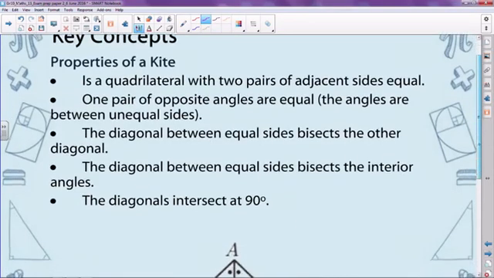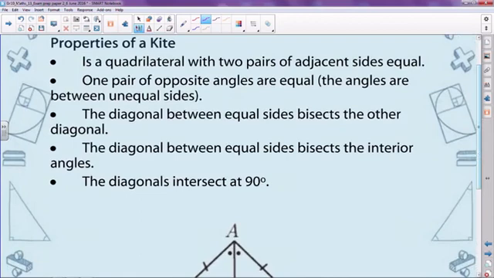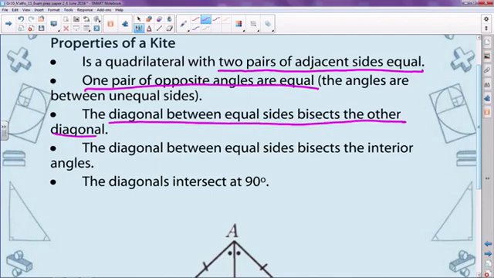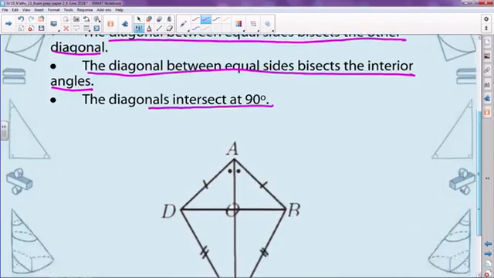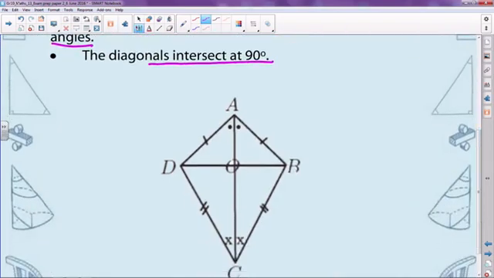We've got one last thing to look at in terms of our quadrilaterals. A kite is a quadrilateral with two pairs of adjacent sides equal, one pair of opposite angles equal, the diagonal between the equal sides bisects the other diagonal, and the diagonal between equal sides bisects the interior angles. The diagonals intersect, not insect, at 90 degrees. So there is the 90 degrees.